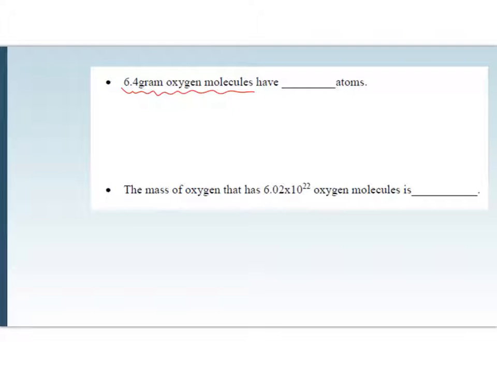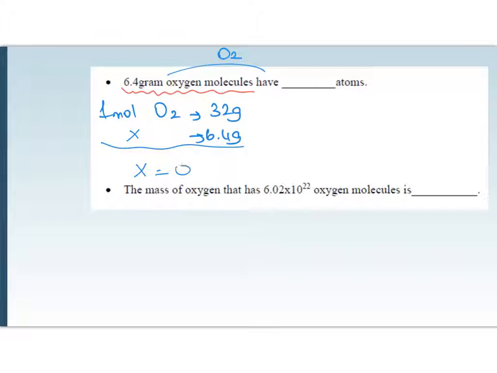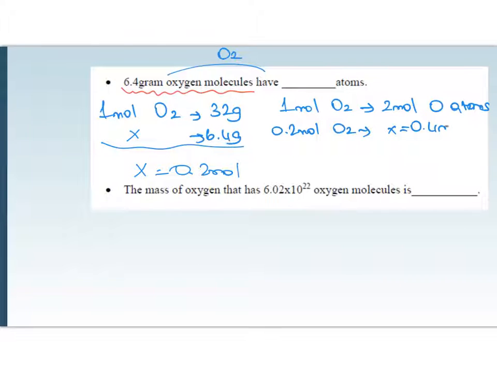Let's write first its small number. If I say oxygen molecule, you're going to understand O2 molecule. So 1 mole of O2 is 32 grams. So what about 6.4 grams of it? It's going to be 0.2 mole. So 1 mole of oxygen is 2 moles of oxygen atoms. So what about 0.2 mole of oxygen? How many moles of oxygen atoms? It is going to be 0.4 moles of atoms.